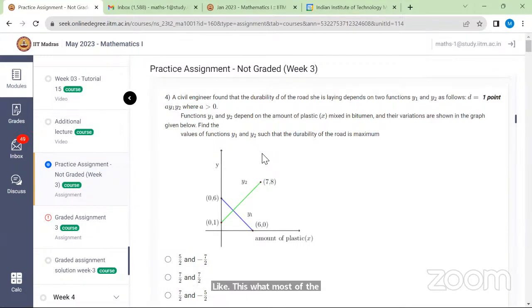Sir, here if you see the x-axis is the amount of plastic, right? So if there is any question coming on this, for example, we find the quadratic equation and they ask a question depending upon the amount of plastic as some number or whatever, can you find what is the durability?